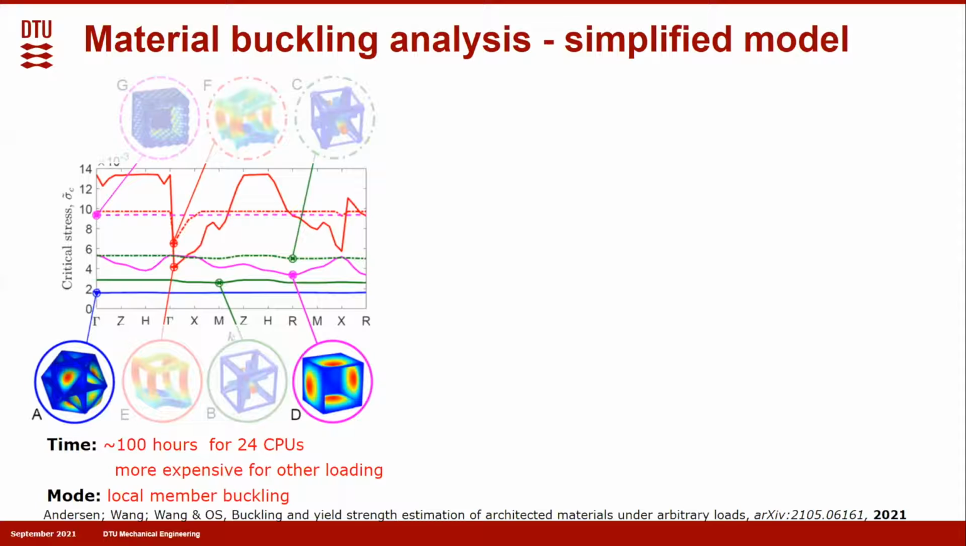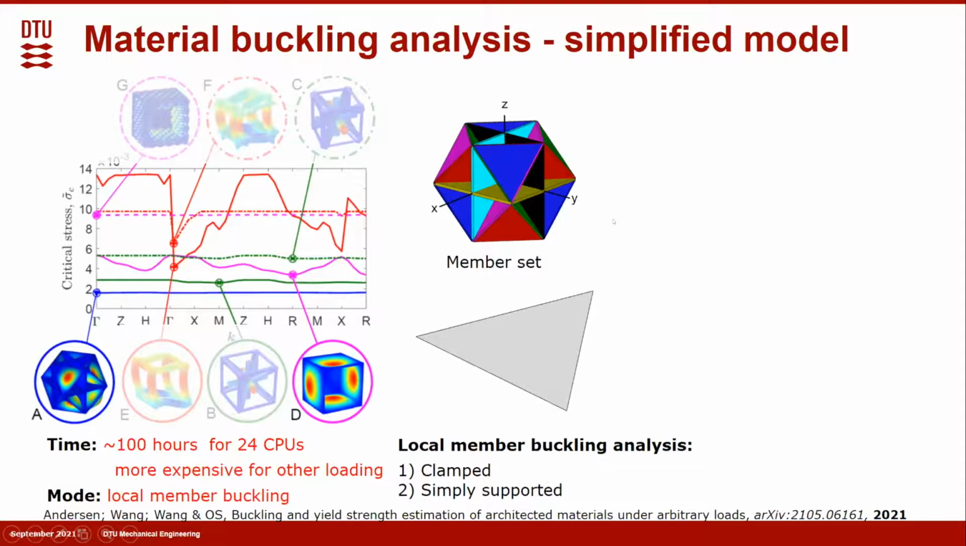As in the previous study, we did accurate material buckling analysis. However, these simulations are extremely expensive. For unilateral compression along the material axis, it takes up to 100 hours on 24 CPUs to get the band diagram. And it can be even more expensive for other cases. So now the question: can we come up with a simplified model to estimate material buckling strength?